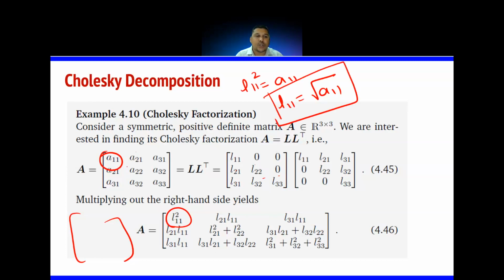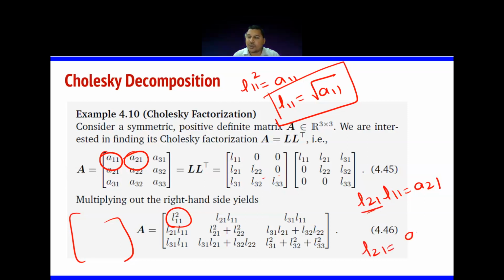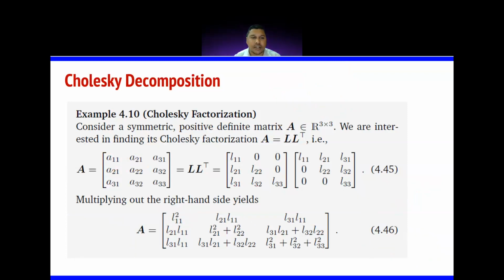What is the A21 value? I can write here L21 into L11 equal to A21. I want the L21 value. L21 equals A21 divided by L11, and I know the L11 value, the square root of A11. That way, by equating these two matrices, you can find the values of L11, L21, L22, L31, L32, L33. Once you get this, it is easy to represent them, right? So let us see one example and try to find out. I hope it is clear.